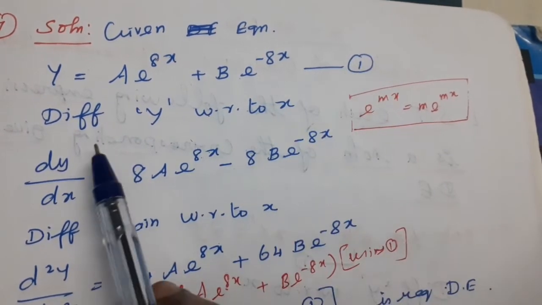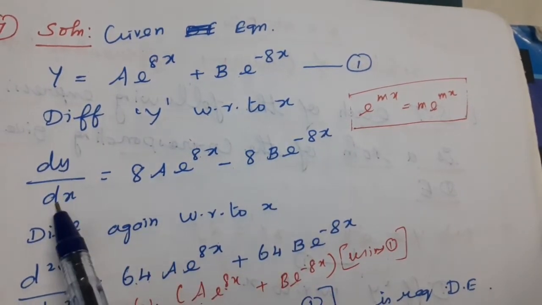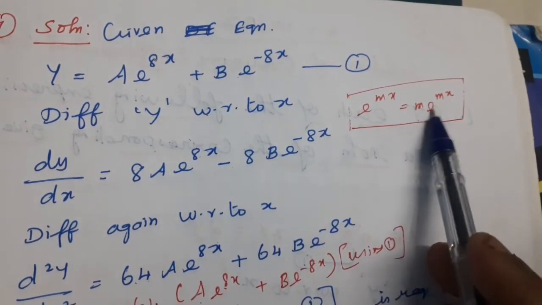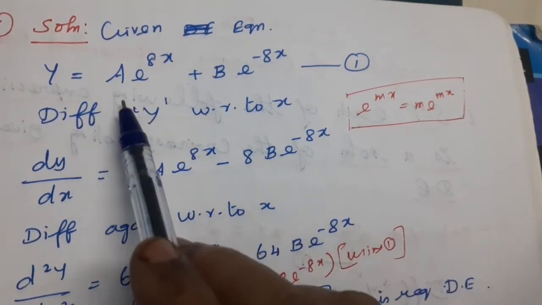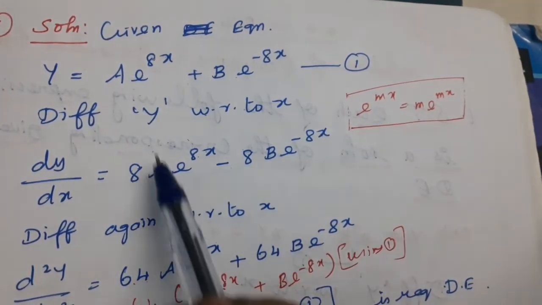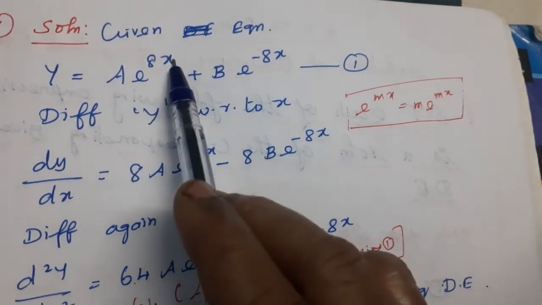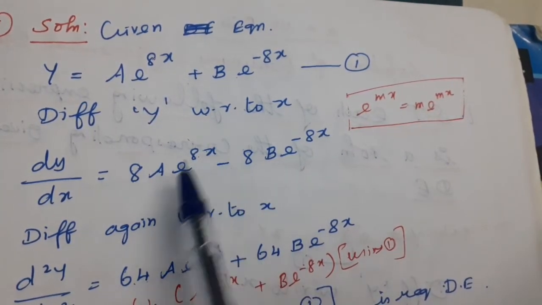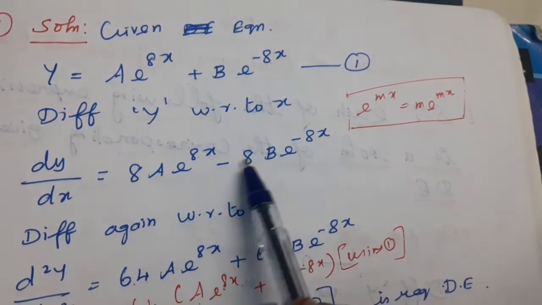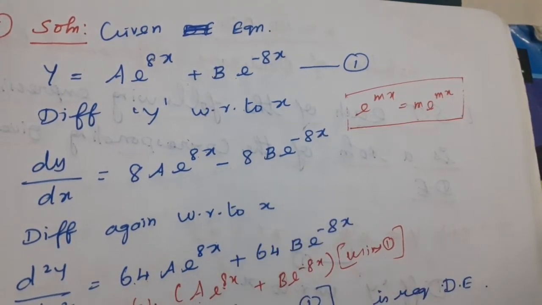Keep it as equation 1. Differentiate y with respect to x. Dy by dx is equal to 8, e power mx differentiates to m into e power mx. The constant stays. Similarly, 8 into e power 8x, having a as itself: e power mx differentiates to m into e power mx. So e power 8x differentiates to 8 into e power 8x, already having the constant a. Similarly, e power minus 8x differentiates to minus 8 into e power minus 8x, already having the b constant. Plus into minus becomes minus.